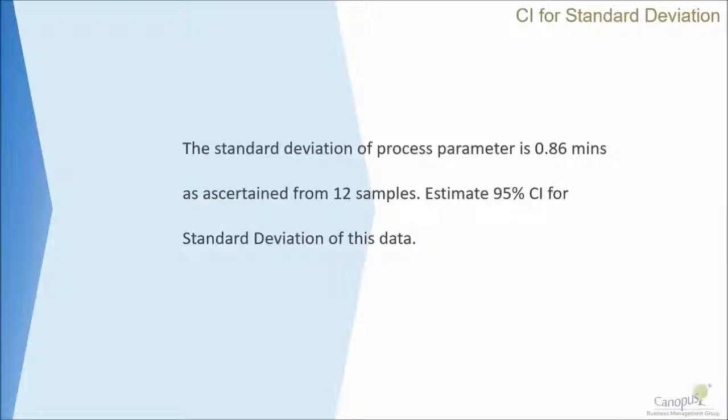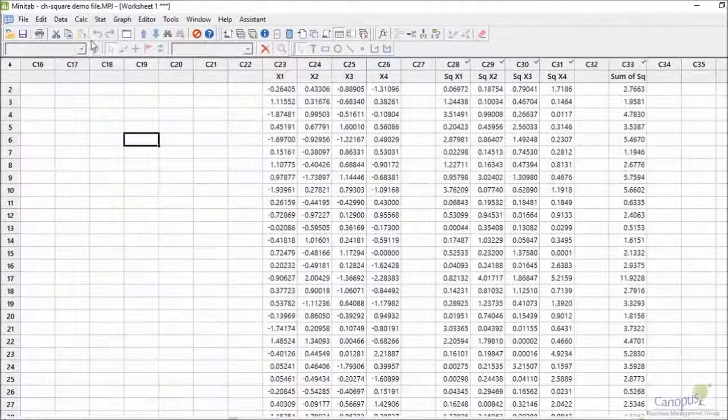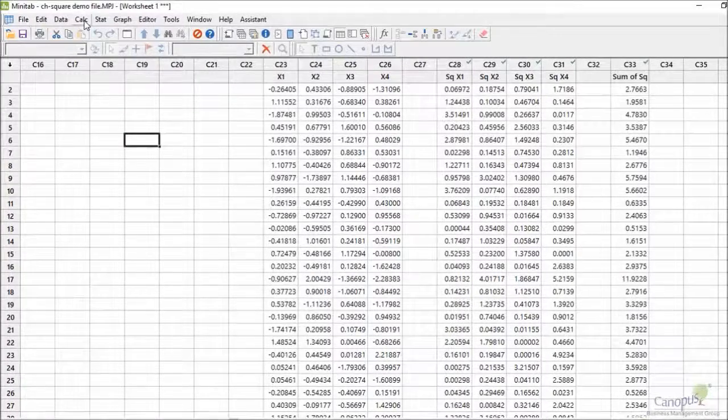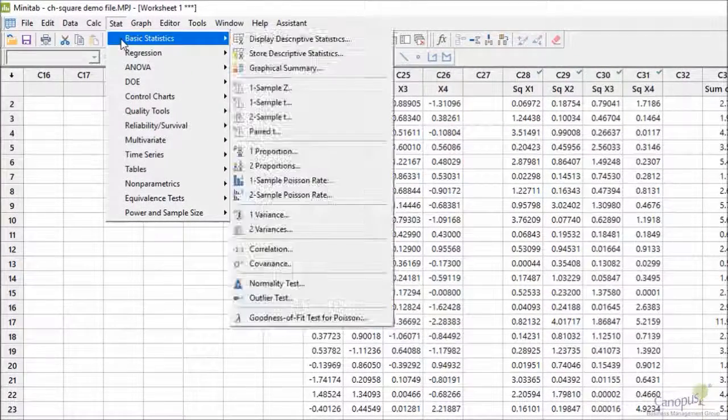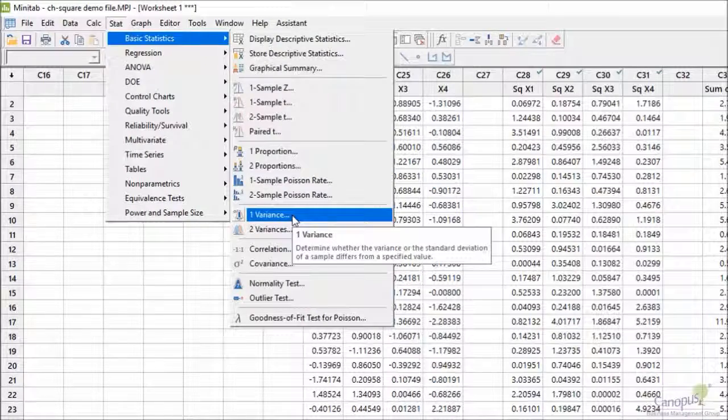Let's take an example. The standard deviation of a process is 0.86 and it is ascertained using 12 samples. At 95% confidence level, I want to know what is the standard deviation interval. So let me go to Minitab and compute this. So here I am in Minitab. I go to Stat, I go to Basic Statistics, and I go to One Variance.